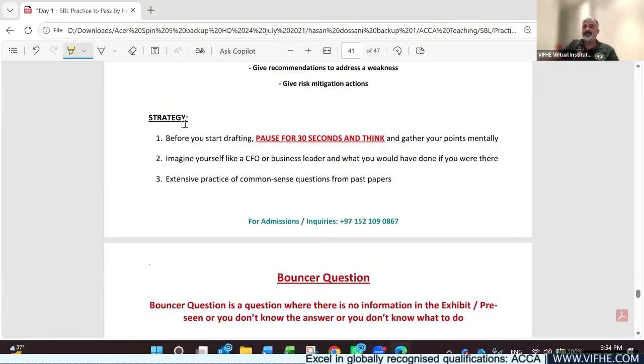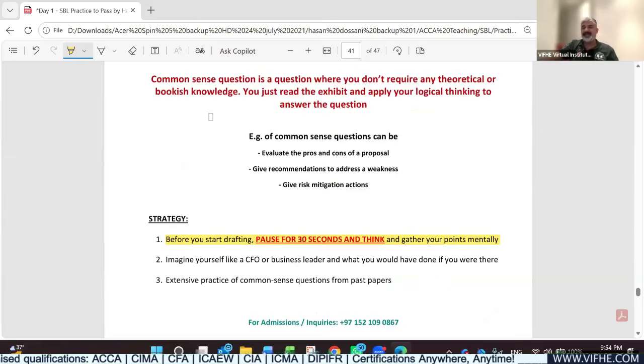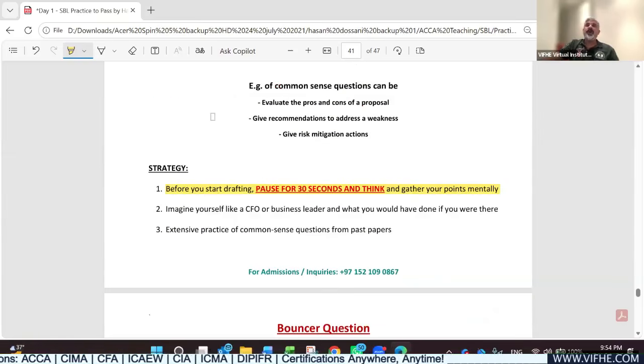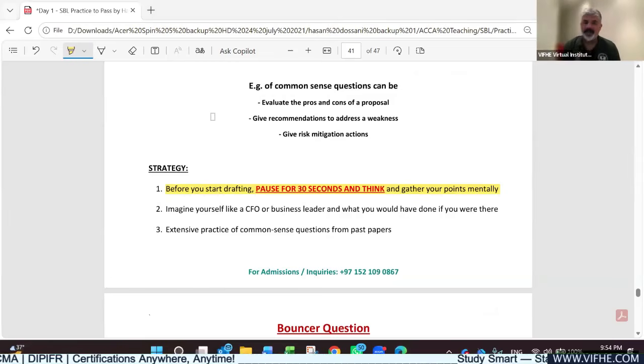This is the strategy. Before you start drafting, pause for 30 seconds and think and gather your points mentally. That's a very effective technique. Because it's a common sense question, you need to think, right? But I know that many students just start typing and drafting immediately. You can't do that in a common sense question.